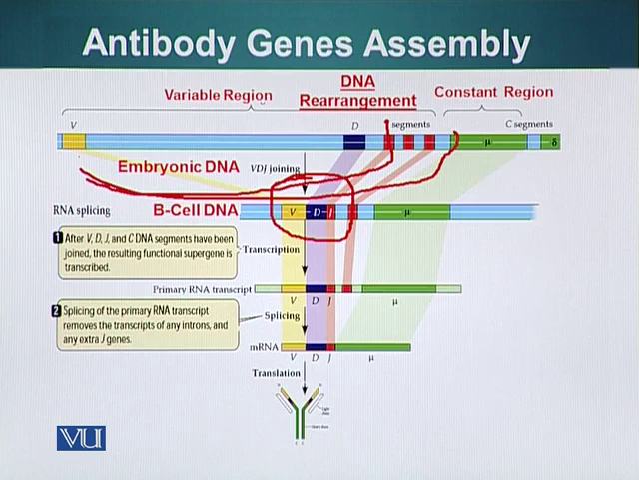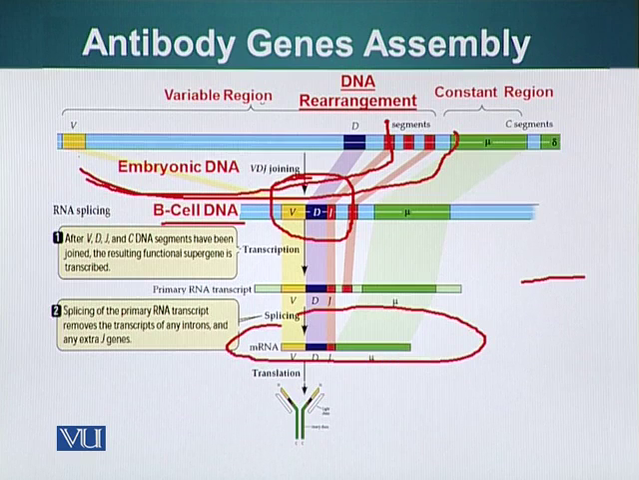This rearrangement happens at the B cell DNA level. Once this has happened, a primary transcription will take place, and we'll make the primary RNA transcript. This is a primary RNA transcript because it still contains introns. These introns have to be removed. As you know, we have talked about RNA splicing. These introns are removed. We have mature messenger RNA, which will move to the cytoplasm. It will be translated into a protein.